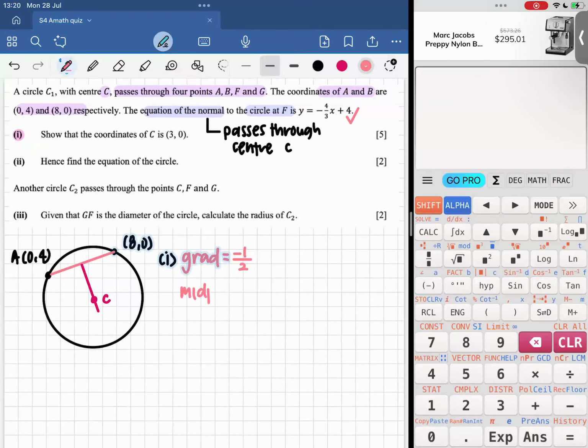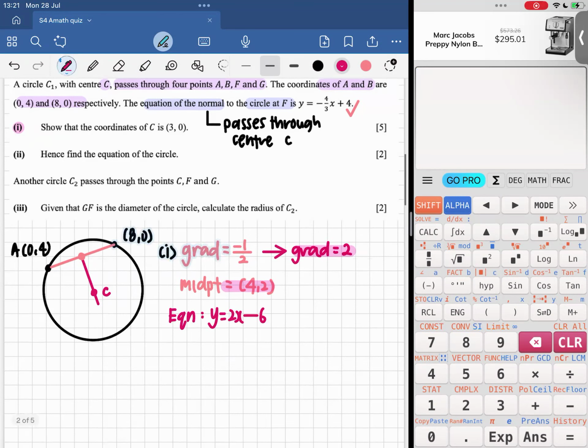I need to find the midpoint of AB. So add them together: 0 plus 8 divided by 2, 4 plus 0 divided by 2 as well. So your midpoint is (4, 2). Then I need to find the gradient of the bisector. So negative reciprocal: negative 1 divided by negative half, which is 2. Using the gradient of this line and the coordinate on this line, I'm going to find the equation of the perpendicular bisector. You should be able to do that. This gives me y = 2x - 6.